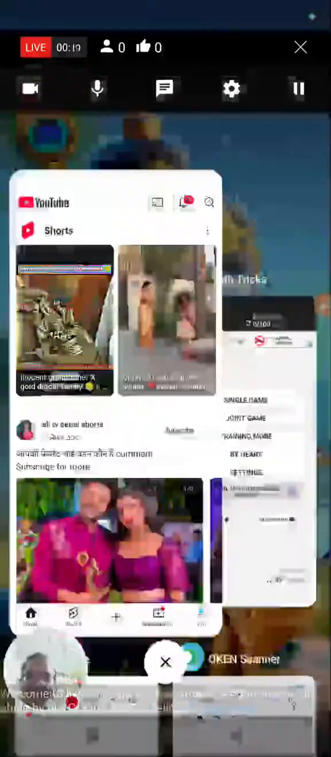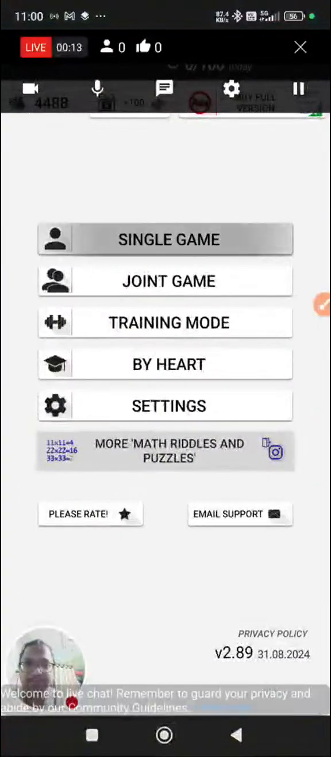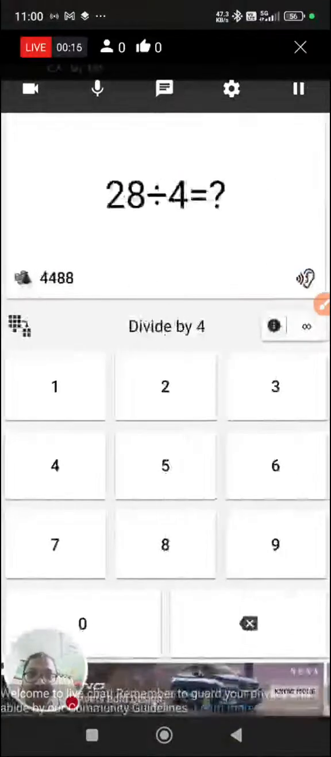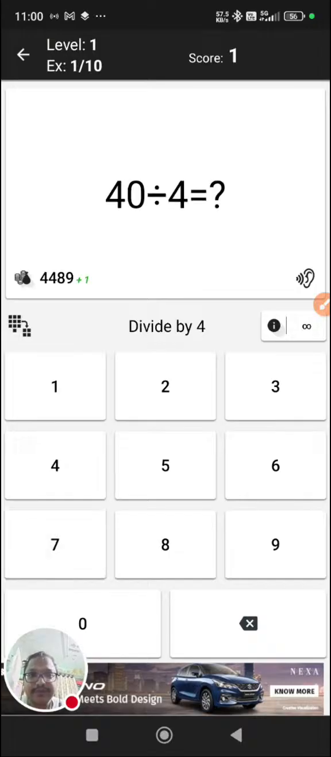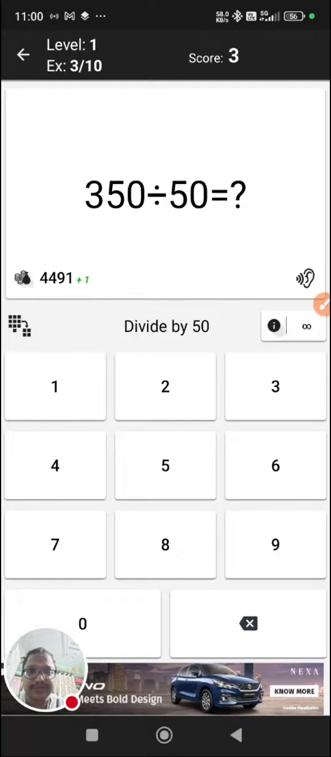Our practice of speed maths, starting with the maths practice. 28 divided by 4, which will be 7. This will be 10. This will be 3. 0 0 cancel 7 times.